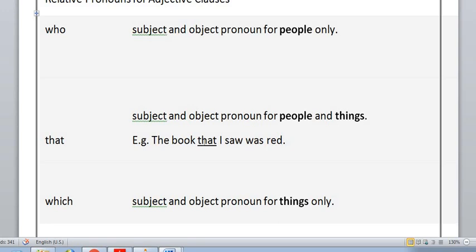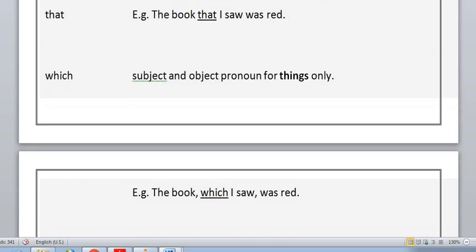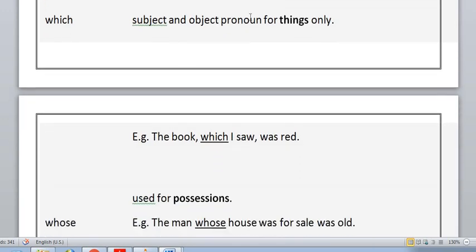Like this, the book that I saw was read. Okay, which is a subject and object pronoun for things only. The book which I saw was read. So which, I can say, is only for things, while who is for people.